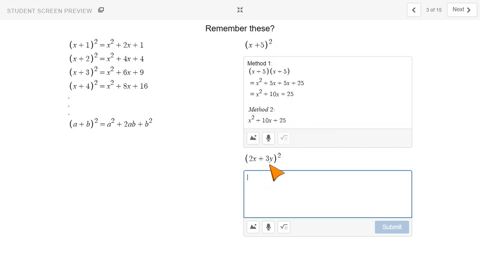Let's use the shortcut to help us find the answer to this one. When I expand, I'm going to have a squared. A term here is 2x, so 2x all squared is 4x squared. Second, we're going to have 2 times a times b. So I have 2 times 2x times 3y, 12xy. The third term is created by the original b squared. So 3y all squared, 9y squared.